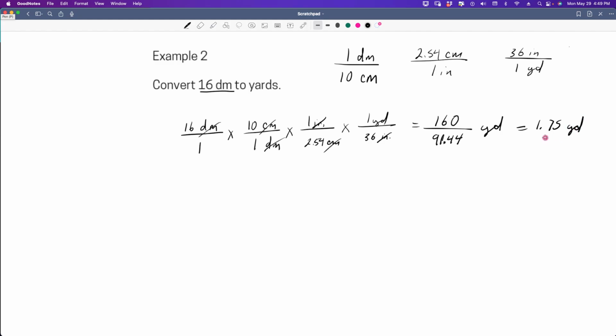And for most of your work this year, unless it specifically tells you otherwise, we're going to round to 2 decimal places. So 1.75 yards would be the answer that we would be looking for in your homework, a 2 decimal place rounded version. All right, so let's look at one more practice problem.